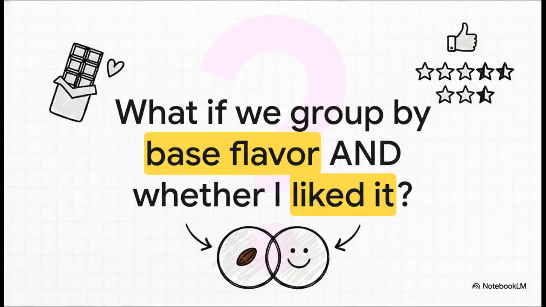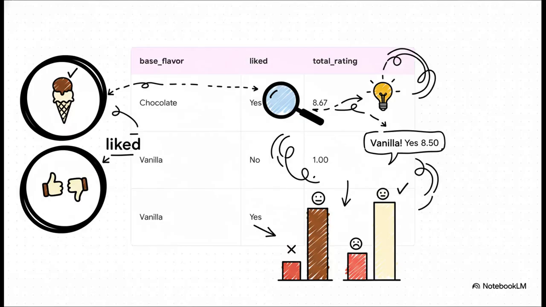Okay, here's a more nuanced question for you. We know that chocolate has a higher average rating overall, but what happens if we also factor in whether I explicitly liked the flavor or not? This is going to require grouping on 2 columns at the same time. And whoa, the result is fascinating. By grouping on both columns, we get this layered view, what Pandas pros call a multi-level index, and the real story just jumps right off the page.